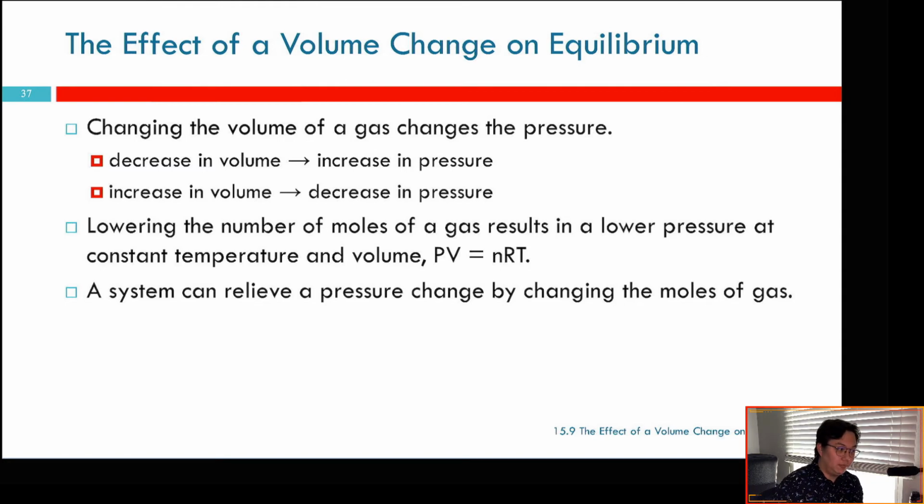If we decrease our volume, we increase the pressure. We're taking that plunger and pushing it down, making the gas more compact. We're pushing those atoms closer together and increasing the pressure. If we do the opposite and pull the plunger up, we've expanded it, made a larger space with more room for the atoms or molecules to fly around in, and we decrease the pressure. Lowering the number of moles of a gas results in a lower pressure at constant temperature and volume. And so we can relieve the pressure change in a system by changing the moles of a gas.